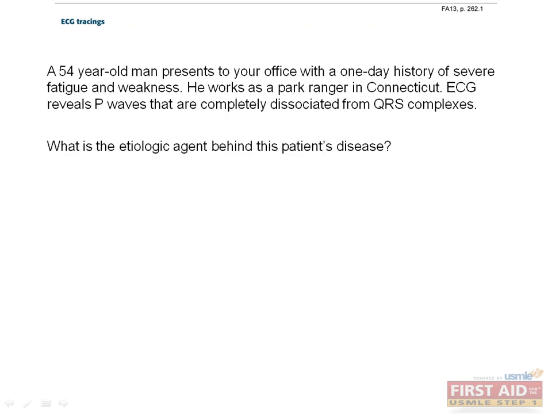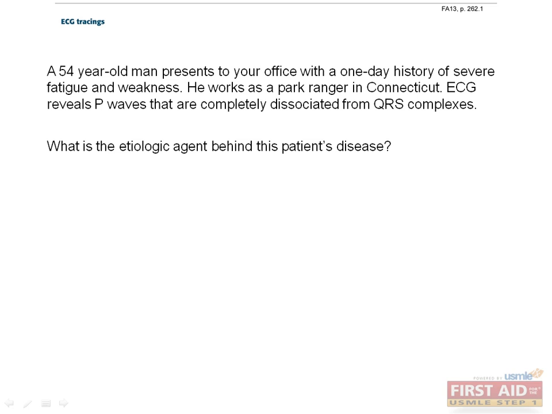Here's a question. A 54-year-old man presents to your office with 1 day of severe fatigue and weakness. He works as a park ranger in Connecticut. EKG reveals P waves that are completely dissociated from QRS complexes. What is the etiologic agent behind this patient's disease?